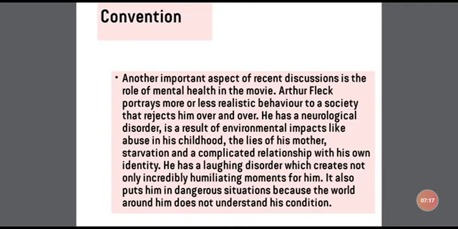He has a laughing disorder which creates not only incredibly humiliating moments for him, it also puts him in dangerous situations because the world around him does not understand his condition.